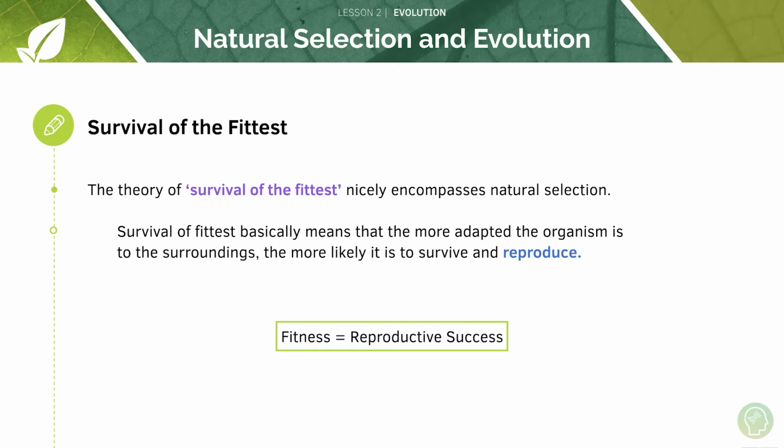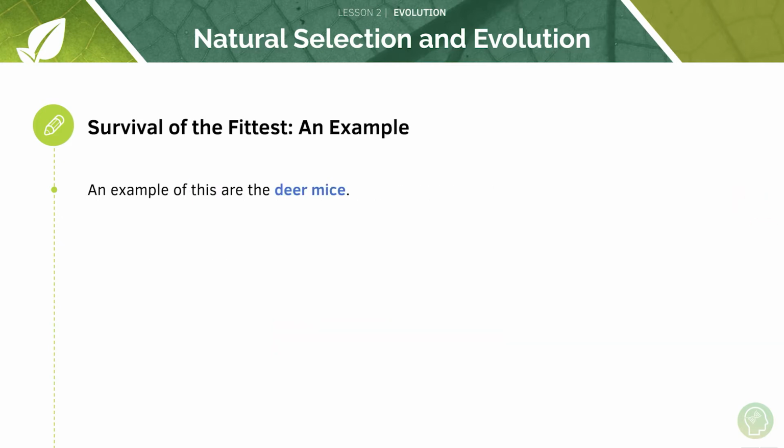By survival of the fittest, we're referring to those with the highest chance of reproductive success. So natural selection is basically the process of survival of the fittest, where the fittest are the organisms that are the most adapted to the environment. Okay, so next slide. An example of this are the deer mice.